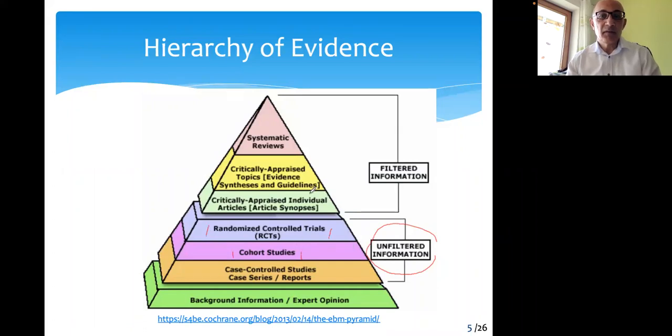However, we may further improve our evidence, and there we come to the filtered information, and in the filtered information we have the critically appraised individual articles, the guidelines, and finally systematic reviews. Okay, so that was for explaining to you where in the hierarchy of evidence we have the guidelines. It is near the top of the evidence.